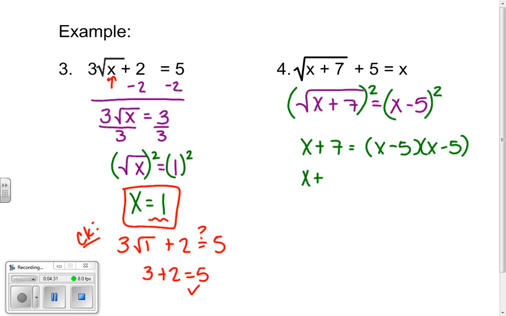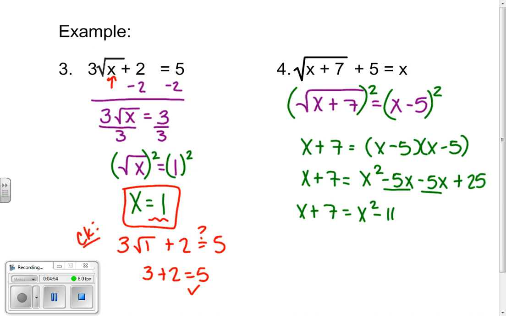So if I recopy the left-hand side and FOIL the right, x times x is x squared. X times negative 5 is negative 5x. Negative 5 times x is another negative 5x. And negative 5 times negative 5 is positive 25. So in the next step, I'm going to do a whole bunch of things. I'm going to combine these 2 like terms. That's x plus 7 equals x squared minus 10x plus 25.